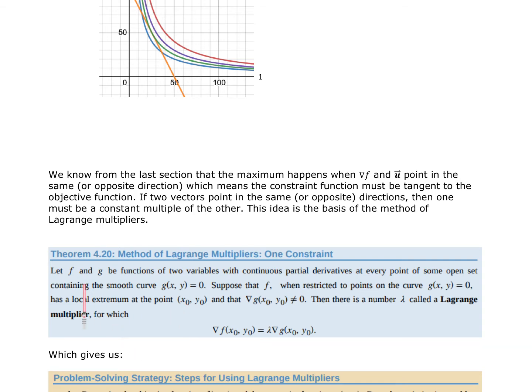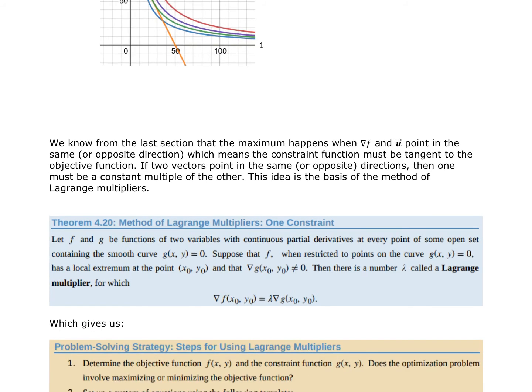So here's our first theorem. Let f and g be two functions, where f is our optimization function and g is our constraint function, with continuous partial derivatives at every point of some open set containing the smooth curve where g of x, y equals 0. Suppose that f, when restricted to the points on the curve g of x, y equals 0, has a local extremum at the point (x naught, y naught), such that the gradient of g at (x naught, y naught) does not equal 0. Then there must be a lambda, called the Lagrange multiplier, for which this must hold true.